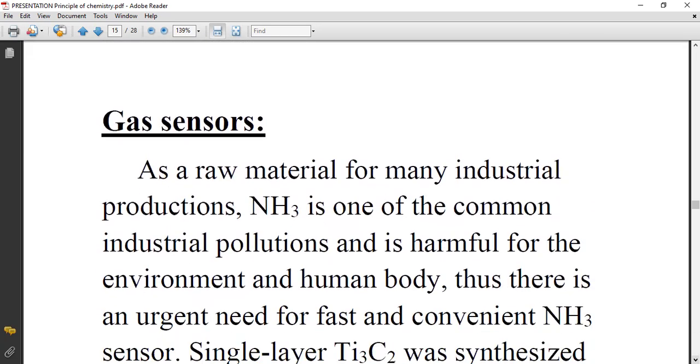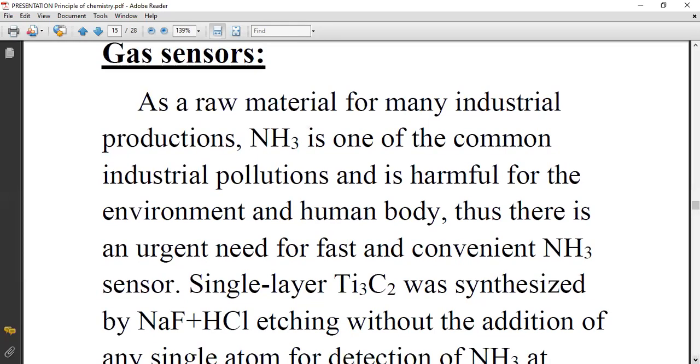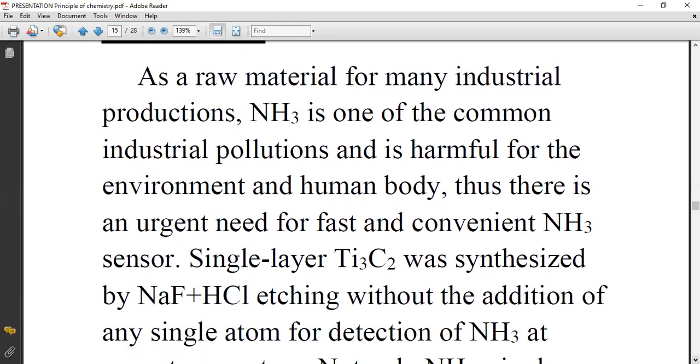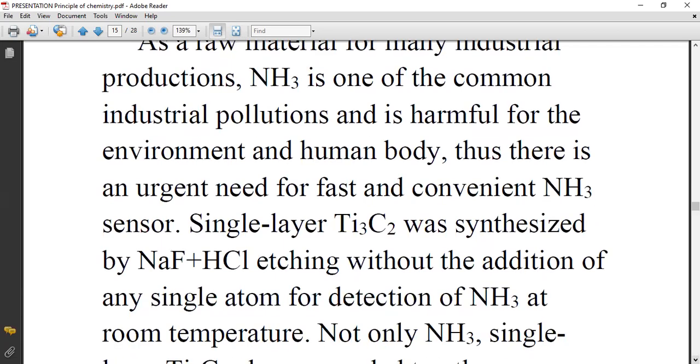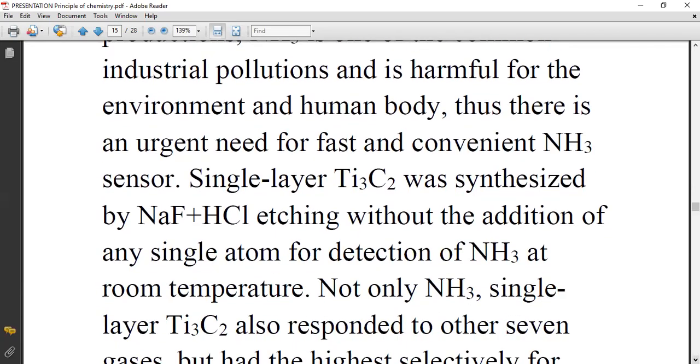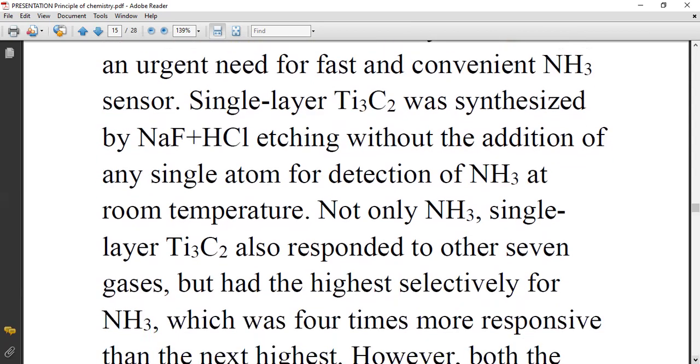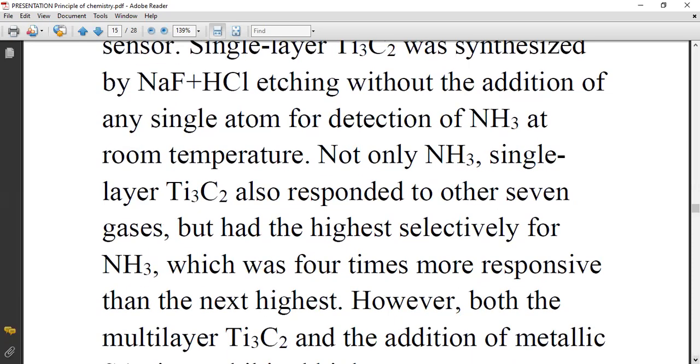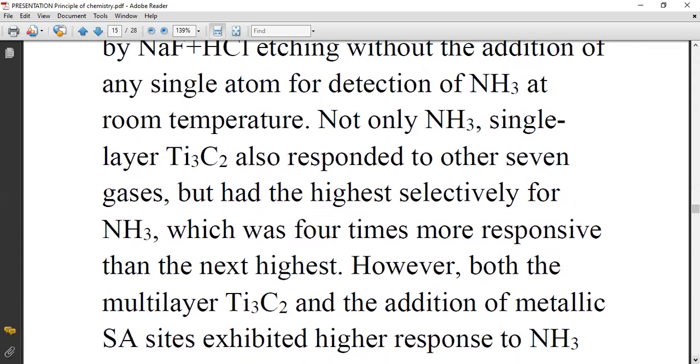Second application is the gas sensor. As a raw material for many industrial productions, ammonia is one of the common industrial pollutants and is harmful for the environment and human body. Thus, there is an urgent need for a fast and convenient ammonia sensor. Single layer MXene was synthesized by sodium fluoride and hydrochloric acid etching without the addition of any single atom for the detection of ammonia at room temperature.